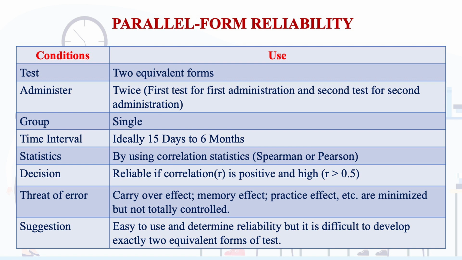And if the correlation coefficient, that is R, is greater than 0.5, then you can say that your test has reliability. But carryover effect, memory effect and practice effect, though minimized, are not totally controlled. Okay, so definitely it is minimized but not totally controlled. But definitely parallel form is a better method than the test-retest method.